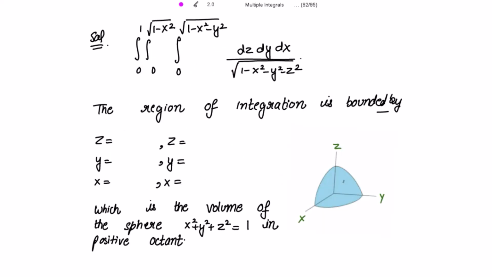So the region of integration is bounded by z equal to 0 and z equal to square root of 1 minus x square minus y square, y equal to 0 and y equal to square root of 1 minus x square, and x equal to 0 to x equal to 1. This is nothing but the volume of the sphere x square plus y square plus z square equal to 1 in the positive octant. This is your positive octant of the sphere.